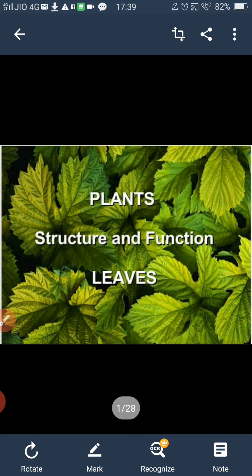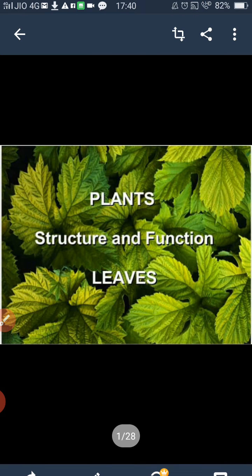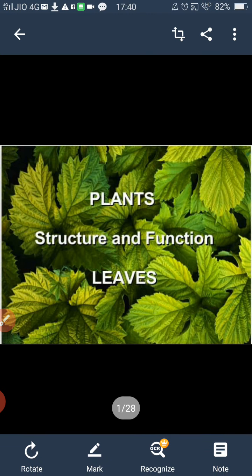Yes, it is leaf. These are leaves which are green in color, right? And they make food for the plant. So, after this topic, you will be able to know what photosynthesis is, how a plant prepares its food and what the various uses of leaves are. Okay, so let us begin today's topic.